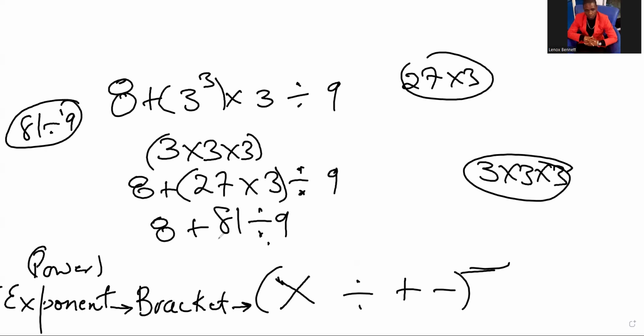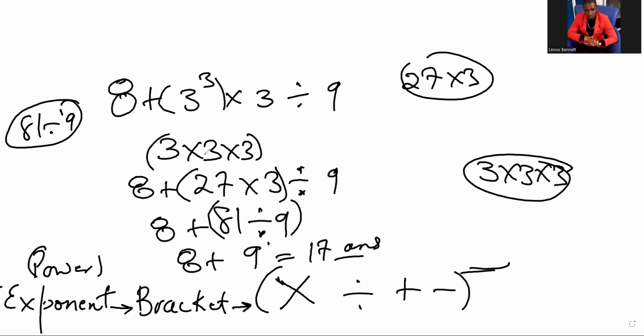So I know, say, yeah, this is the final one. And of course, we know we divide before we add. 81 divided by 9 is 9, and then we add. So 8 plus 9, that should be 17. Somebody says, sir, can you go over it? No problem. All right, let's go again.